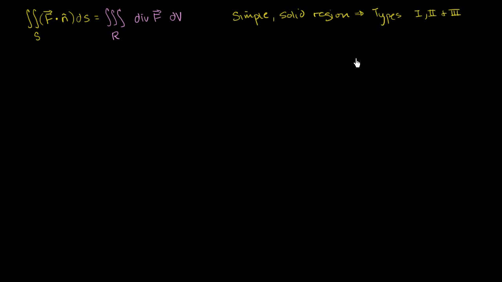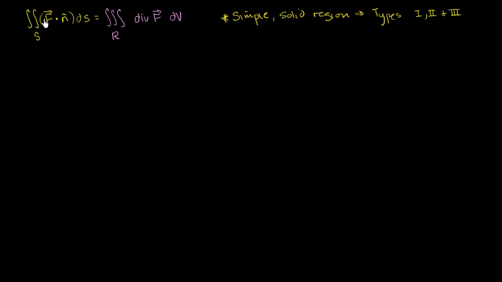But a lot of the basic shapes fall into this simple solid region, like a sphere or a cylinder of some kind. They can be type 1, type 2, and type 3. And for a lot of situations that aren't simple solid regions, you can break them up into simple solid regions. But let's just prove it for this case right over here.